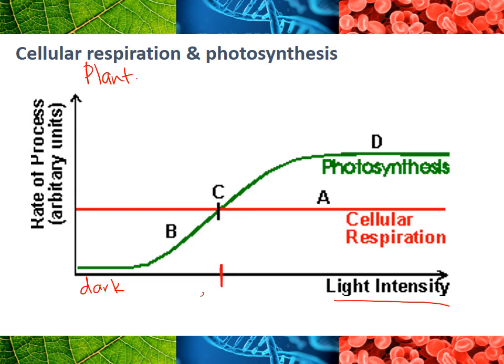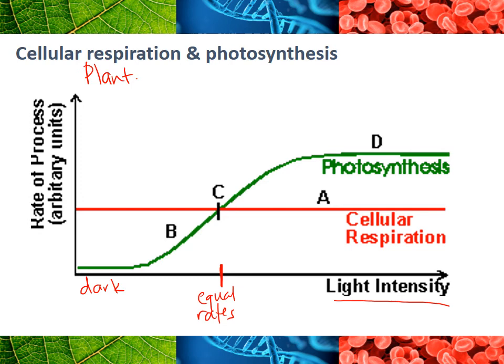And then at point C, the rates are equal. So the rate of photosynthesis and the rate of cellular respiration is equal. And I guess what you could say at that point is that the same amount of glucose is being used as is being produced. And the same for oxygen and for carbon dioxide.